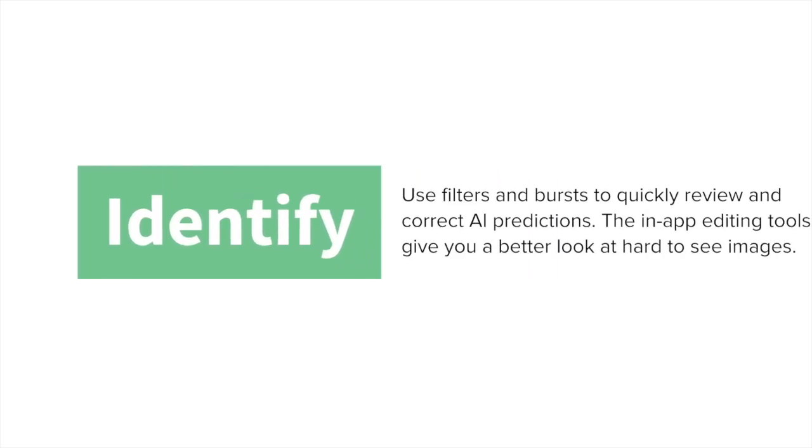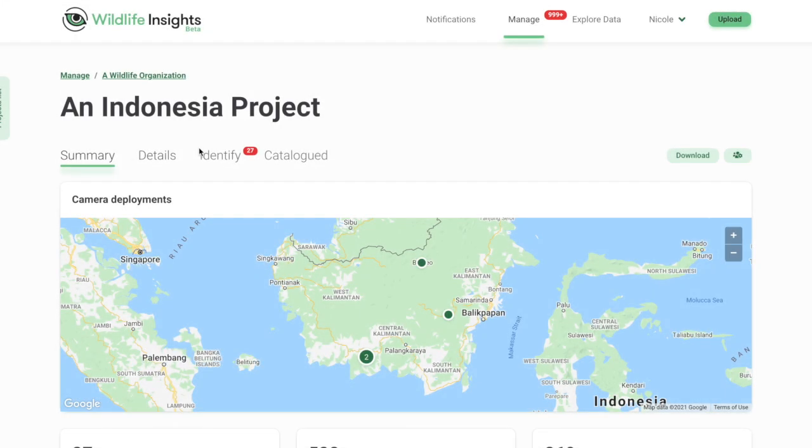Now let's move to the second part of the training, how to review the predictions from the Wildlife Insights machine learning model, which I'll refer to as the AI model. After you've successfully uploaded images into Wildlife Insights, you can review the results of the AI model at any time. Go to your project page and locate the Identify tab.